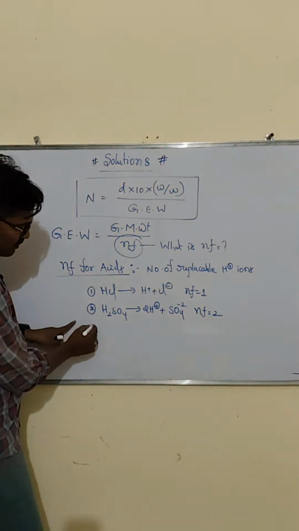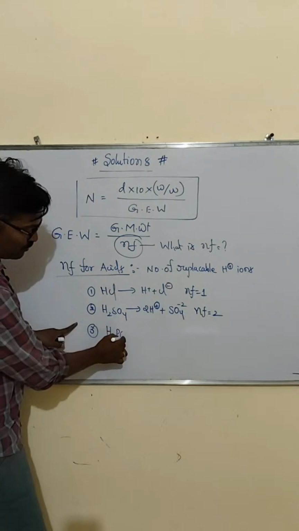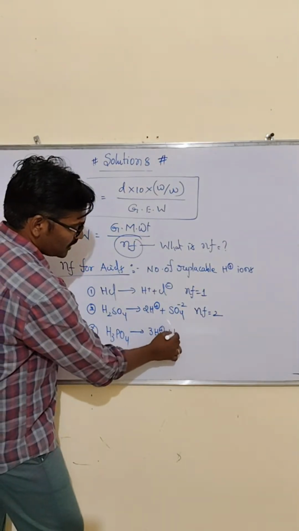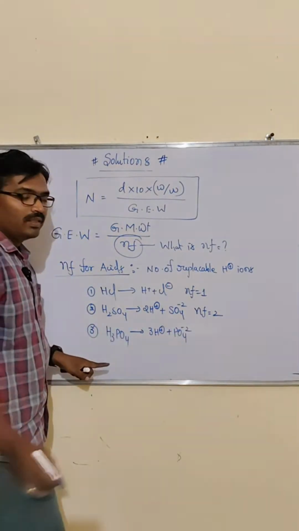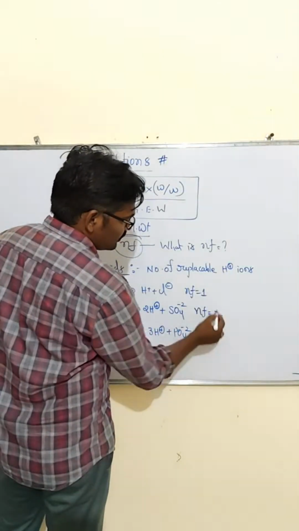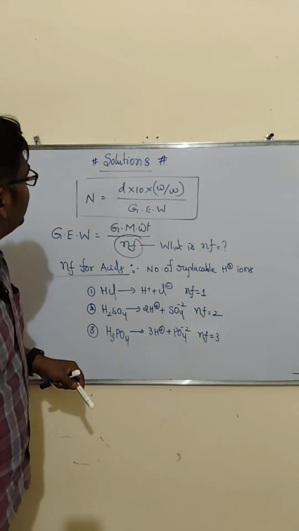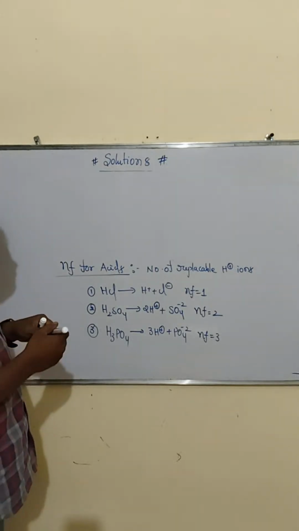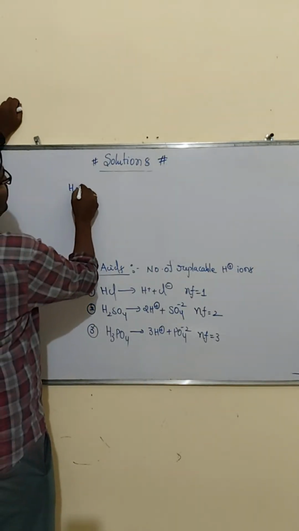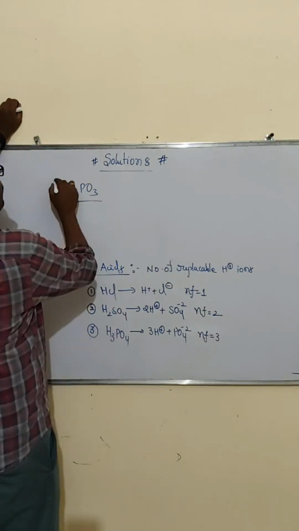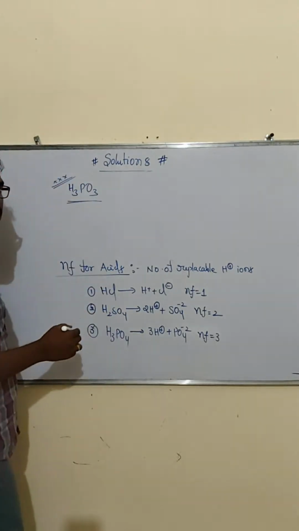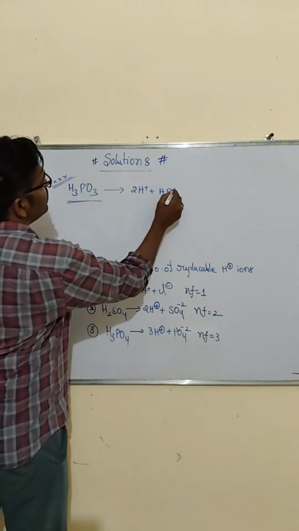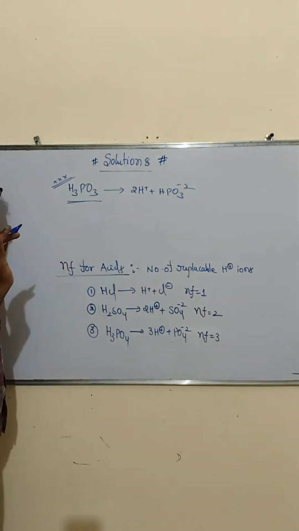Clear? Then third one: H3PO4 dissociates into 3H plus plus PO4 minus 3, so the n factor equals 3. Some others are there, like H3PO3, an important exception case. Here it dissociates into 2H plus plus HPO3 minus 2.